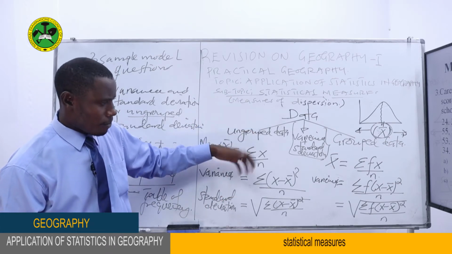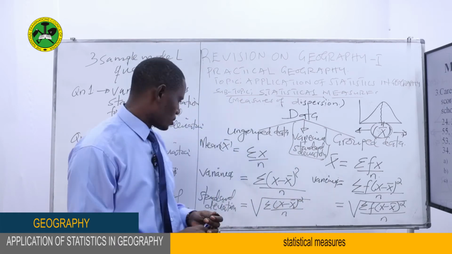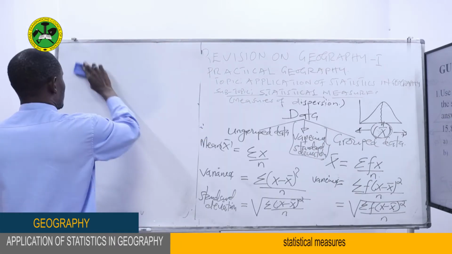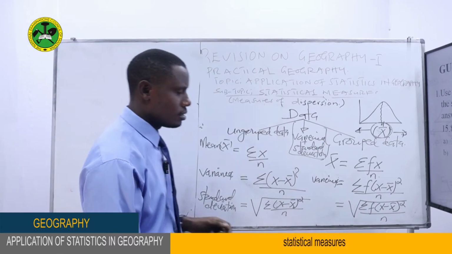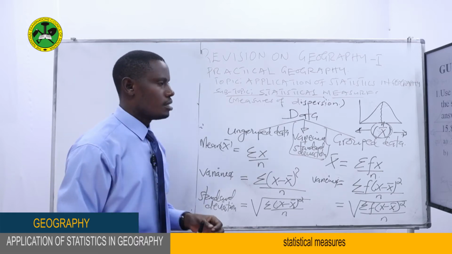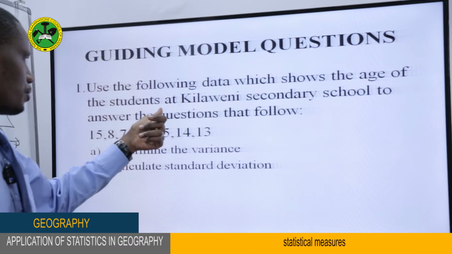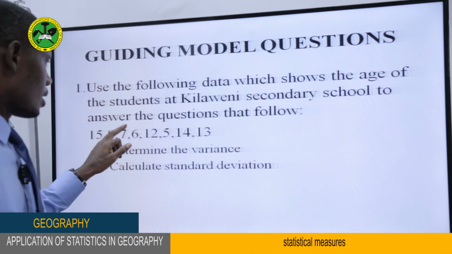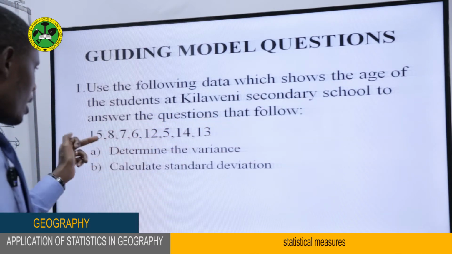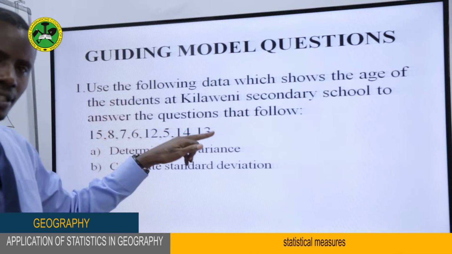I know it's part and parcel of the revision, so I don't need to go into detail about those things. You are aware of them. Let's go to the first question. Question number 1 is for ungrouped data. We have been given the data: use the following data which show the ages of the students at Kilaweni Secondary School to answer the questions that follow. So we have 15, 8, 7, 6, 12, 5, 14, and 13.